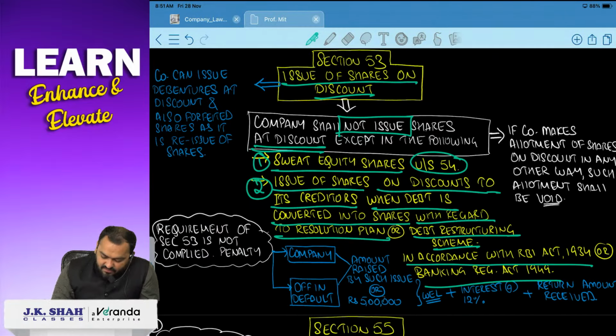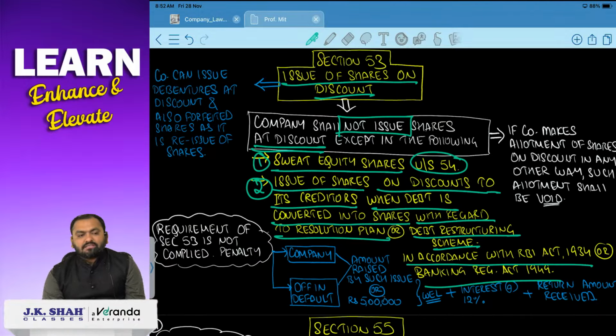And secondly, whenever the shares are issued at discount, that is to its creditors. Why? That is when the debt is converted into shares, with regard to a resolution plan or as per a debt restructuring scheme. Now what is the second one? The first is clear, everybody understood, that is in case of issue of sweat equity shares. What is the second one? Suppose the company has to make a payment to its creditors and the company doesn't have that much money. So what did the company do? Instead of making the payment, what did the company do?